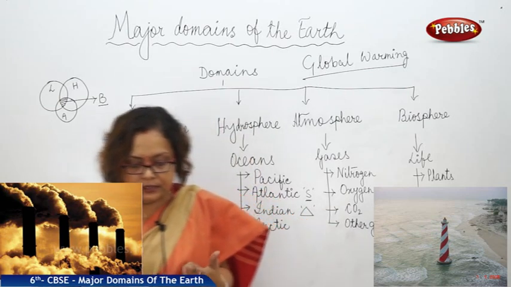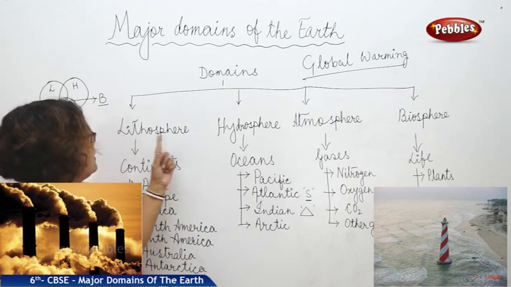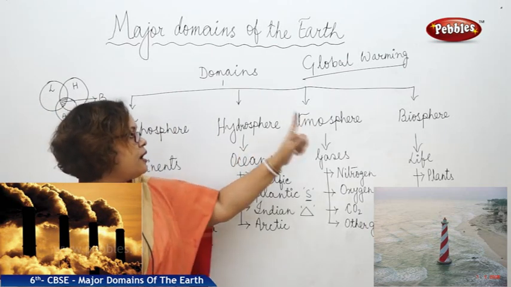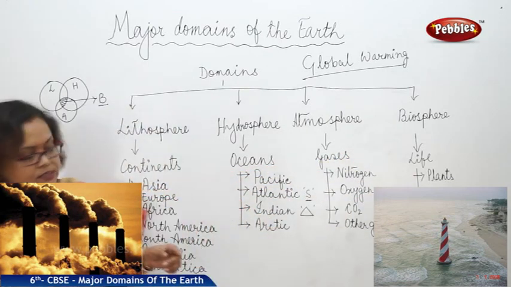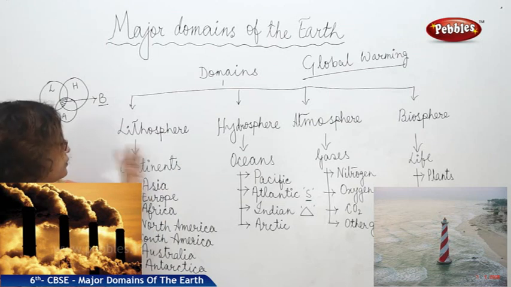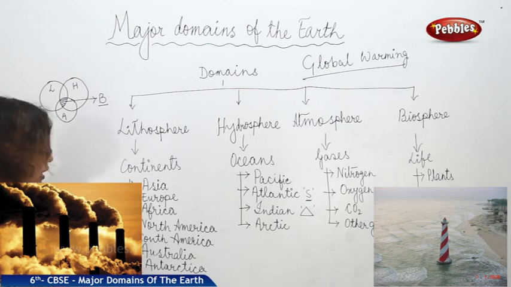Now, let us take a quick recapitulation. What are the four major domains of the earth? They are lithosphere, hydrosphere, atmosphere and biosphere. The major continents of the earth are Asia, the largest one, Europe, the smallest one, Africa, the second largest one, then North America, the busiest continent, South America, Australia, and the frozen continent. Australia is an island continent, and the frozen continent is Antarctica.